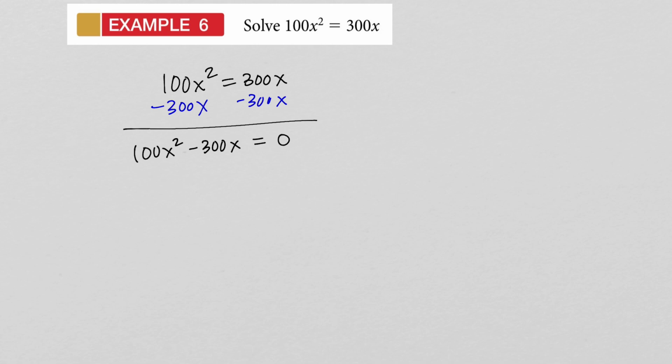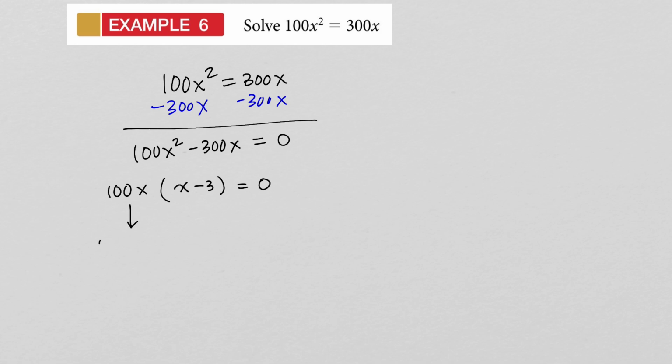And then what I'm going to do is factor out the greatest common factor. Now, the greatest common factor in this case is we can pull out a 100, and we can also pull out an x. And if we do that, all we have left over is x minus 3. So notice that we do not need to use a magic x to factor this one. This is simply greatest common factor.